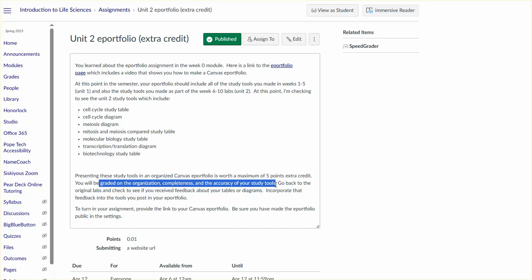Go back to the labs and check if you got any feedback. So I'm giving you feedback in the assignment comments of every lab. See if you got any feedback about these study diagrams or tables so that you can update them before you put them in your ePortfolio. What I'm looking for is a Canvas link to your ePortfolio, and this is worth a maximum of 5 extra credit points. So that is it.